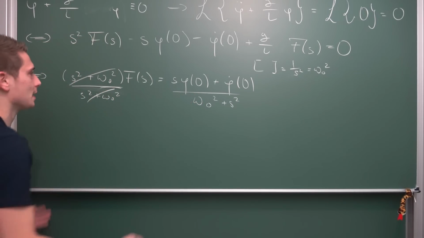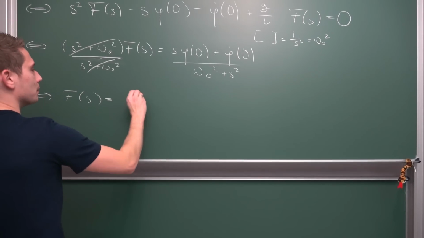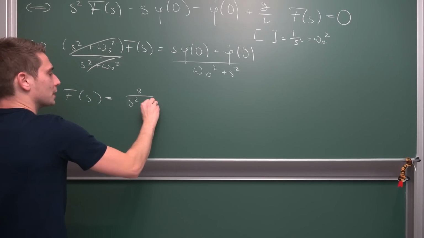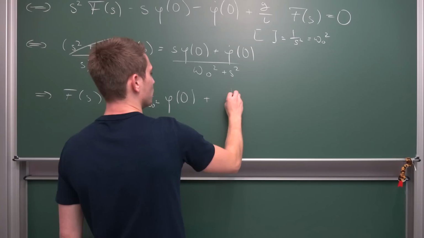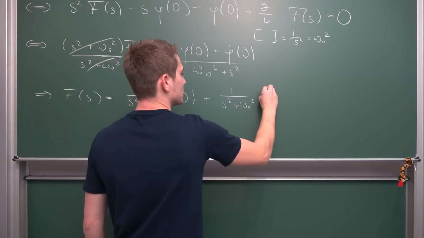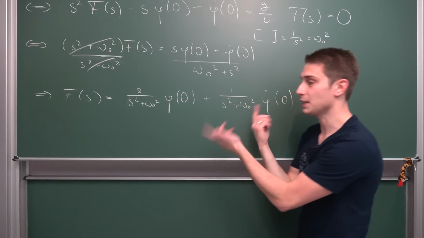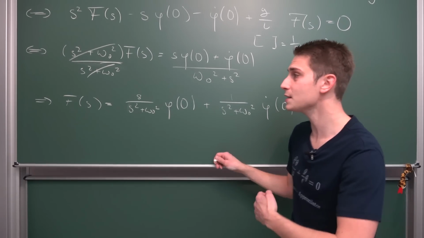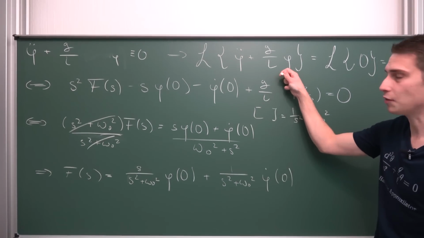Now we can actually break this up, meaning our capital F of s is nothing but s divided by s squared plus omega naught squared times phi of 0, plus 1 over s squared plus omega naught squared times phi dot of 0. And now what we are going to do is apply the inverse Laplace transform on both sides. If we apply the inverse Laplace transform on both sides, the inverse Laplace transform of capital F of s is going to be phi yet again.